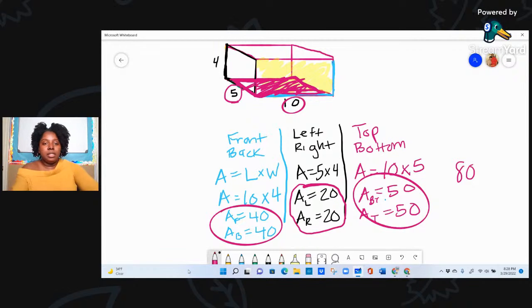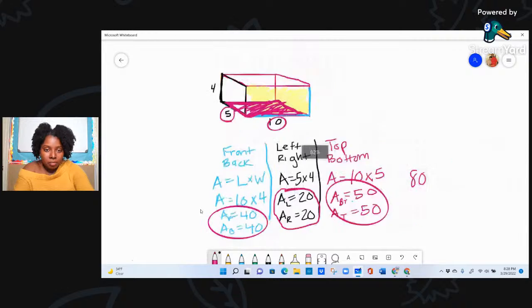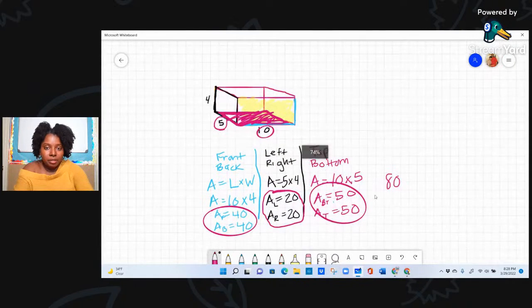Hold on. Just going to zoom out just a tad bit. Come on. Not that much. Okay, that's good.